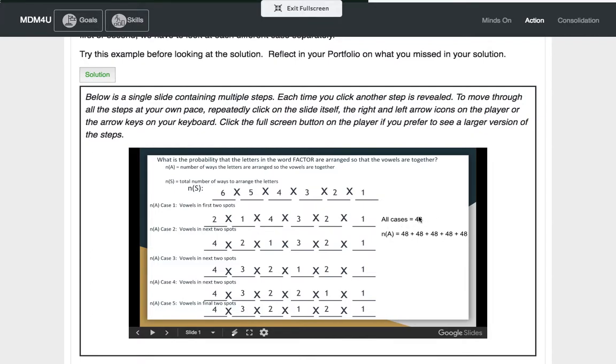So in all the cases, when you multiply them, they add up to 48. There's technically 1, 2, 3, 4, 5 cases, so 48 times 5 is 240. Up here, there's 720 ways to rearrange the letters when there's no restrictions. But when we restrict it to having the vowels together, we only have 240 ways in total. So technically the probability that the vowels are together is 33%.